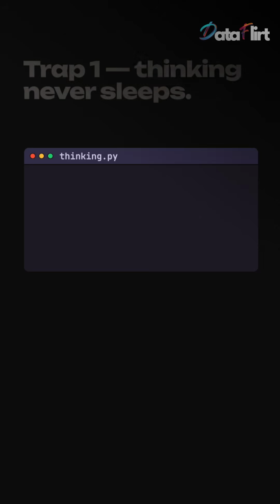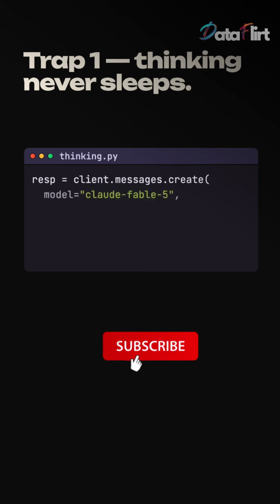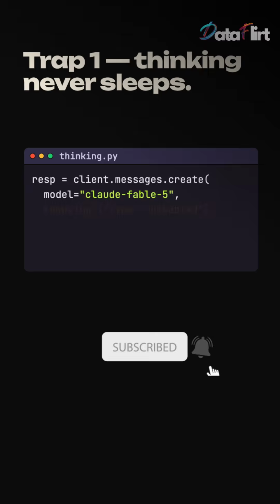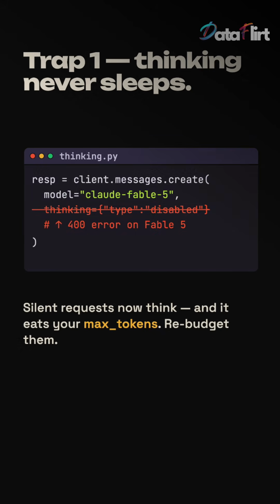The first trap is that Fable always has models thinking on. There's no off switch. So that request you had running silent on Opus 4.8, it is now quietly burning thinking tokens, and those come straight out of your max tokens budget. And if you try to explicitly disable thinking, you don't get silence, you get a 400 error. So go rebudget your token limits before this breaks your workflows.